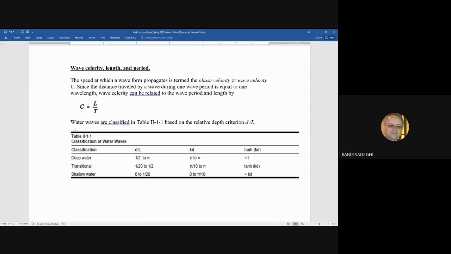Yes, you can say the wave travels to me, but you cannot say that the water particles travel to you. No. The wave, yes, you can see the appearance of that. But the water particle never goes directly to you. It's rotating about an orbit.